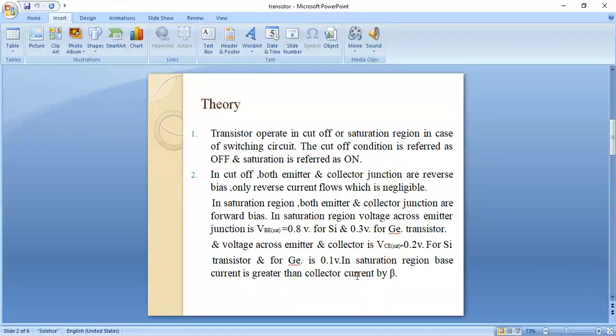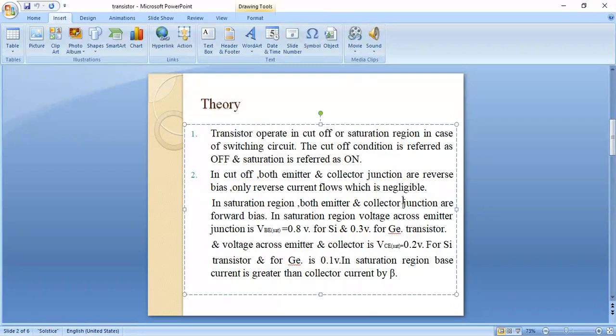In the saturation condition, the value of base current is very small as compared to the collector current, which is beta times the base current. Beta is the current gain, whose formula is the collector current upon the base current. So we have to see the circuit diagram and theory of the two conditions of the transistor as a switch.